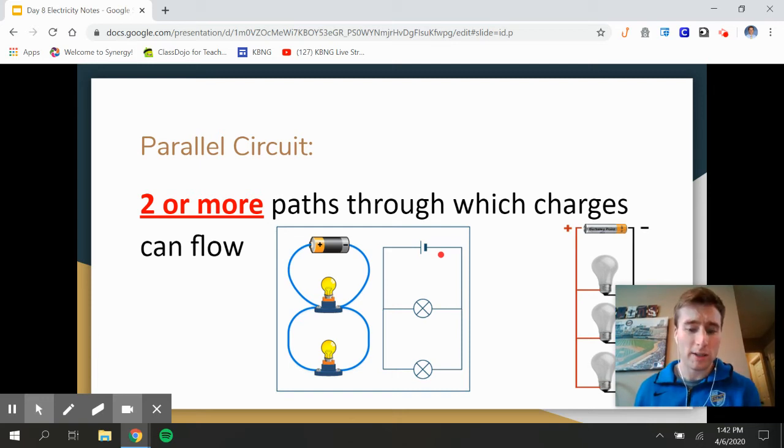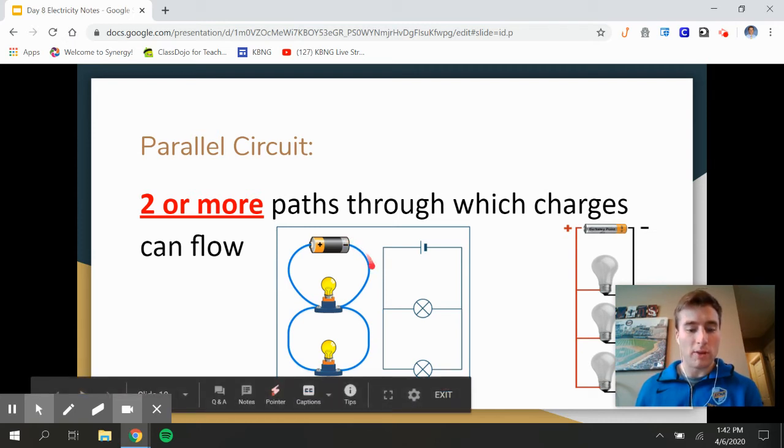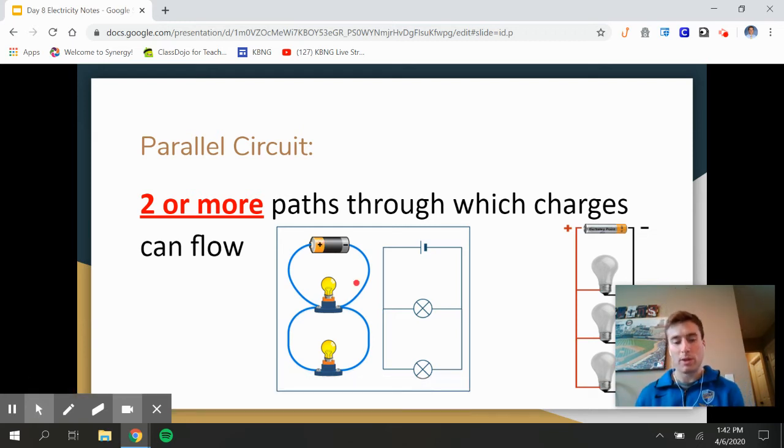So if we look at our example here on the left, we have electrons that can flow through this light bulb and back, or they can go through this second wire down to that light bulb and back. So there's pathway 1, the top loop, and then there's also pathway 2, which is the bottom loop. So we have pathway 1 and pathway 2 here on this first example to the left.